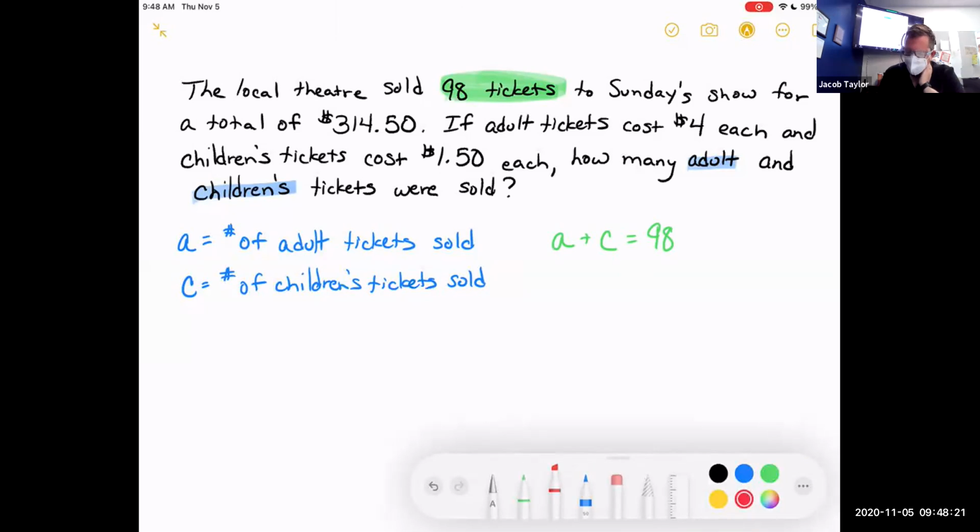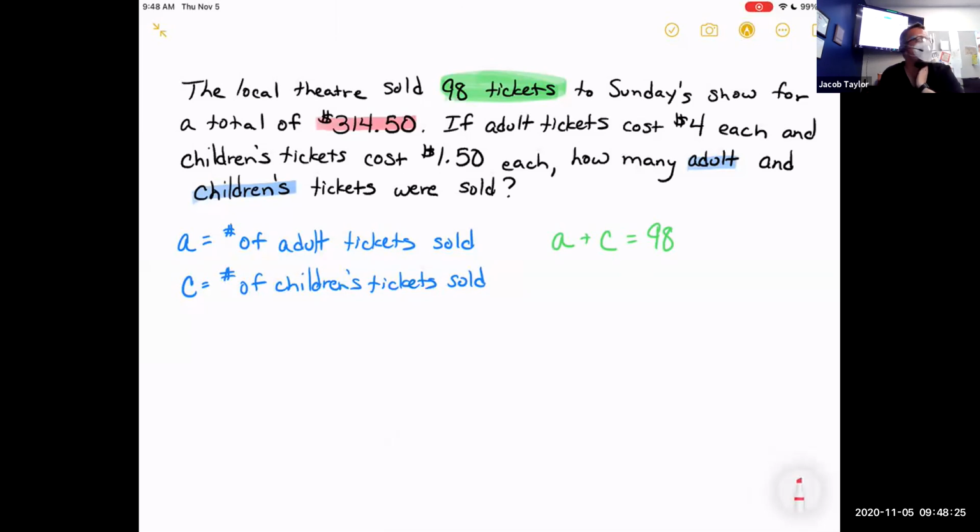Right, you're telling me the second equation, which is going to be the amount of money I got from those tickets, $314.50. Some of that $314.50 came from the adult tickets and some came from the kids' tickets. And I don't know, again, how many of each I have, but I do know how much they cost. I know the adult tickets were $4 and I know the children's tickets were $1.50.